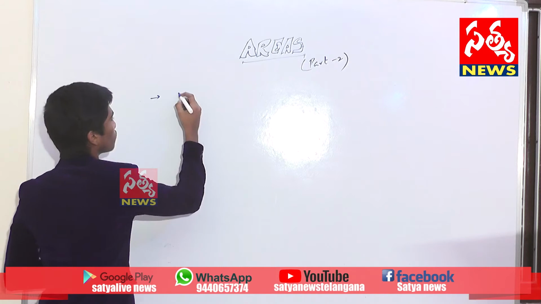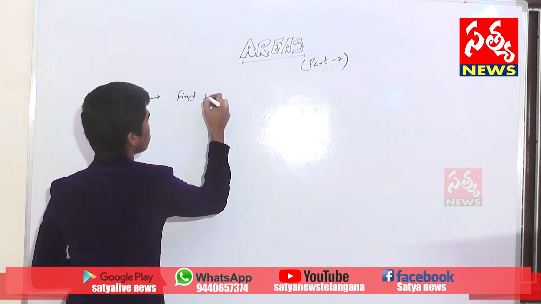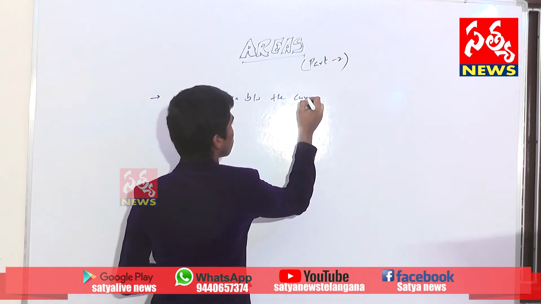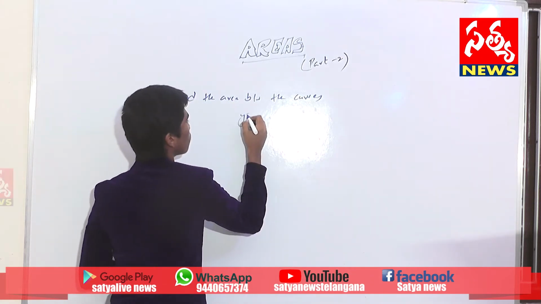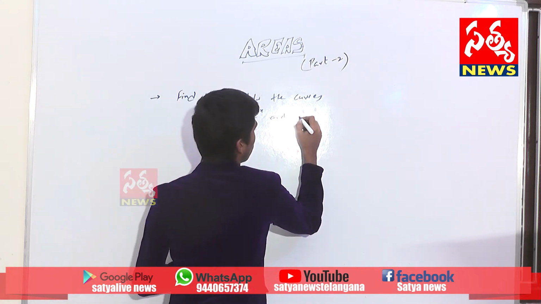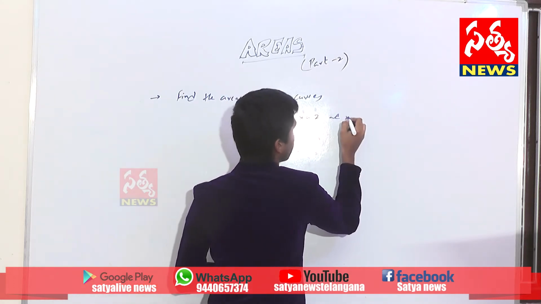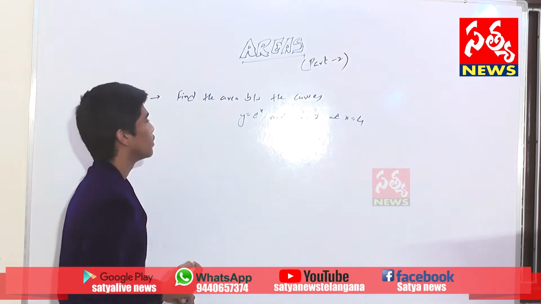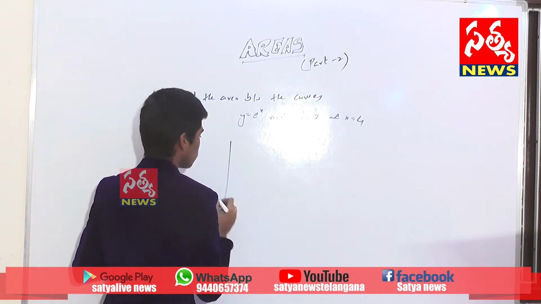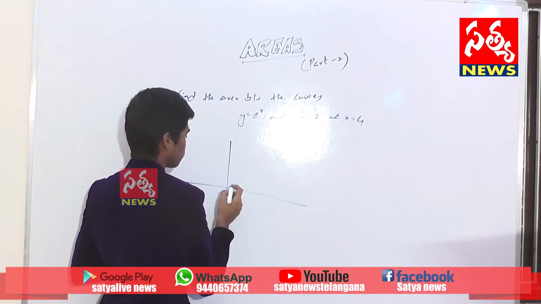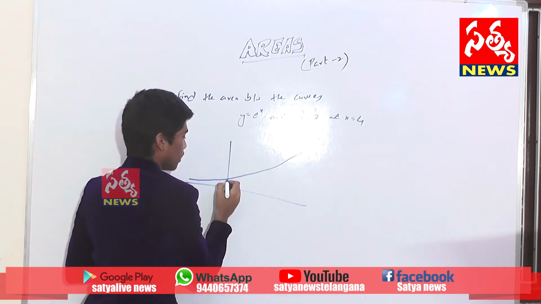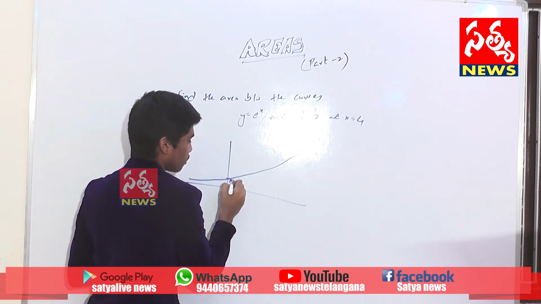First problem. Find the area between the curves y equals e power x and x equals to 2 and x equals to 4. See, as you all know, the curve of y equals to e power x is like this, and this is 0 comma 1.